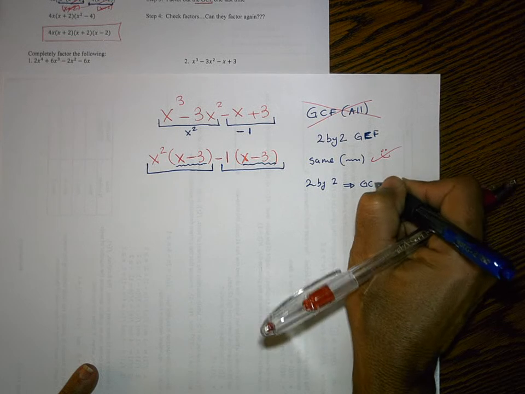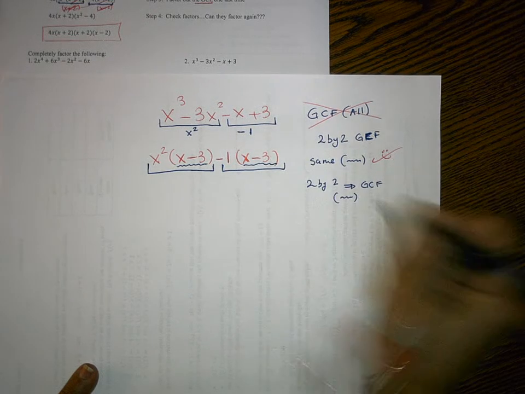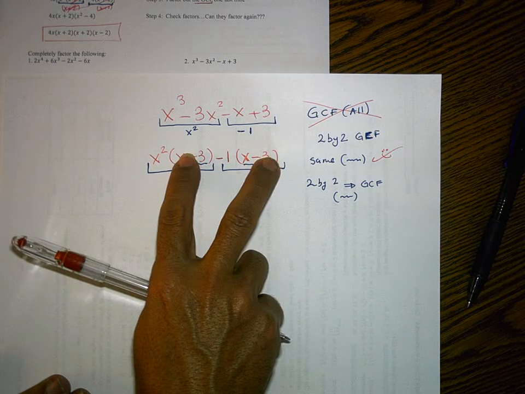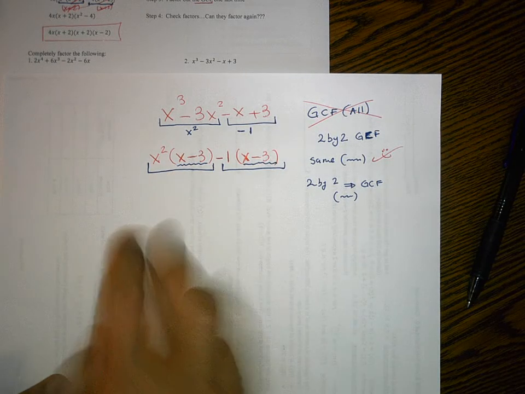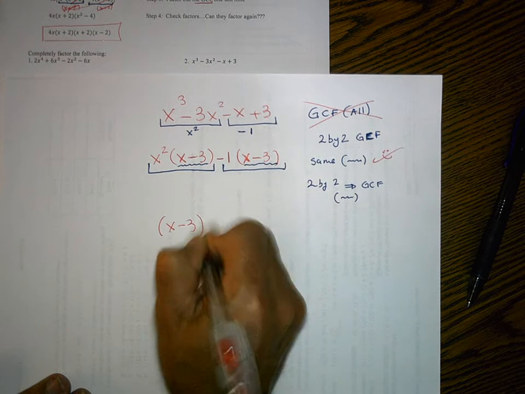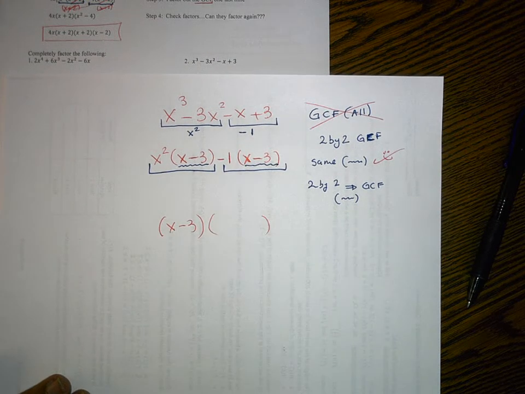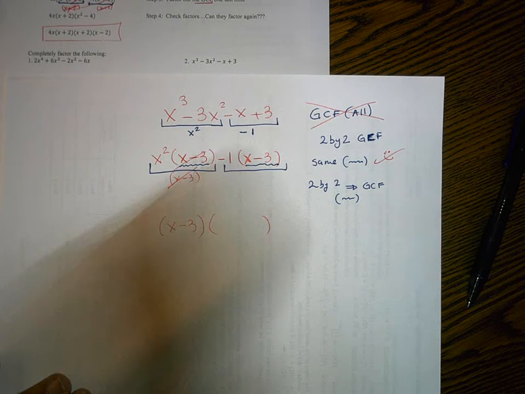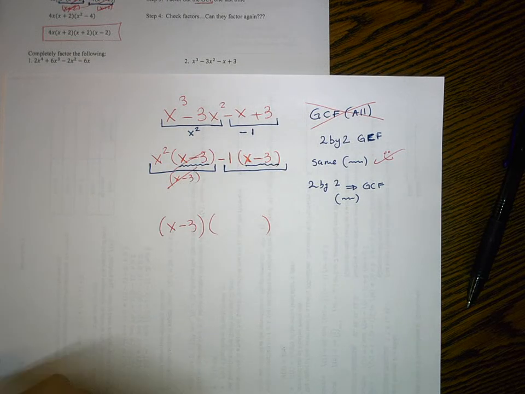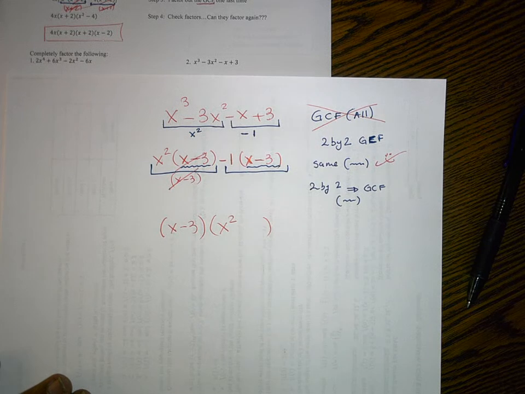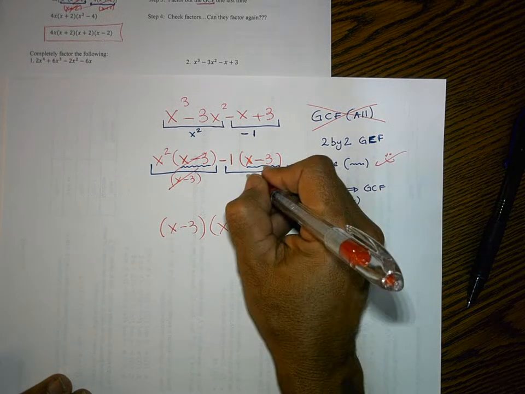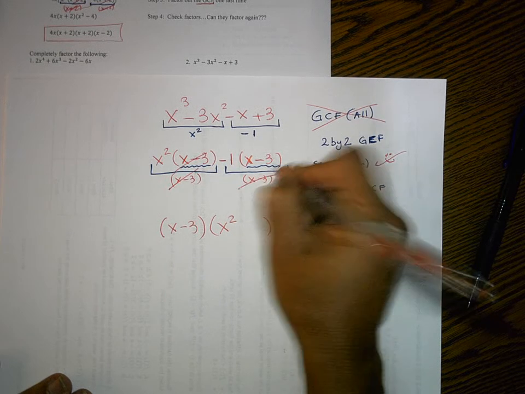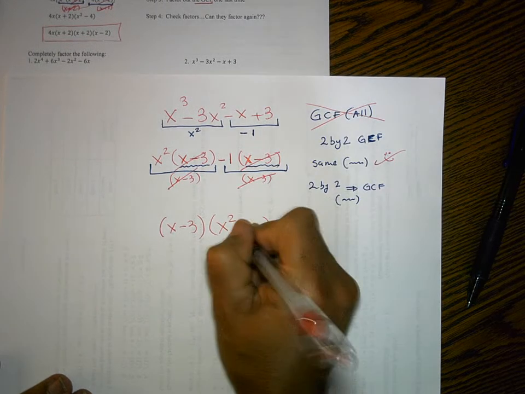And guess what that GCF is going to be? It's going to be that binomial. That binomial is what I want to factor out from both of them. So x minus 3 is what I'm factoring out. If I divide this first term by x minus 3, the x minus 3 reduces and we get an x squared left over. If I divide this second pair of factors by x minus 3, the x minus 3 reduces and we get a minus 1.